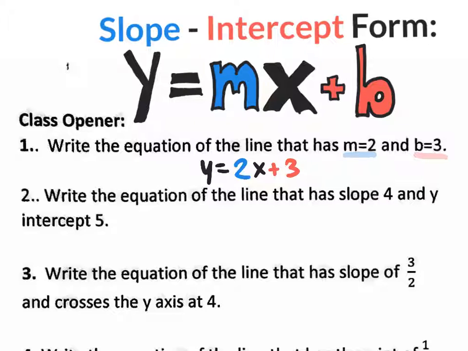The next one says write the equation of the line that has a slope 4 and the y-intercept of 5. So instead of them telling us that the b value is 3, they tell us that the y-intercept is 5. It's the same thing, right? The y-intercept is the b value. They still are giving you the slope, the m value, and the b value. So let's write it. Y equals mx plus b, 4x plus b, which is plus 5.